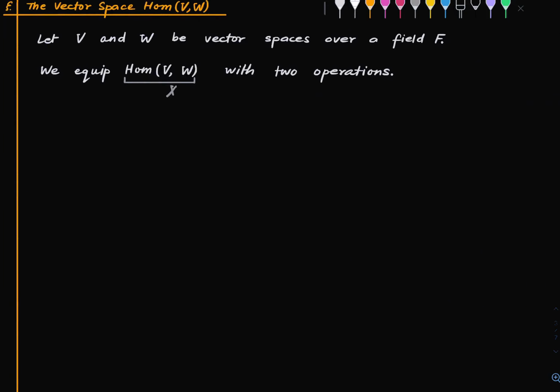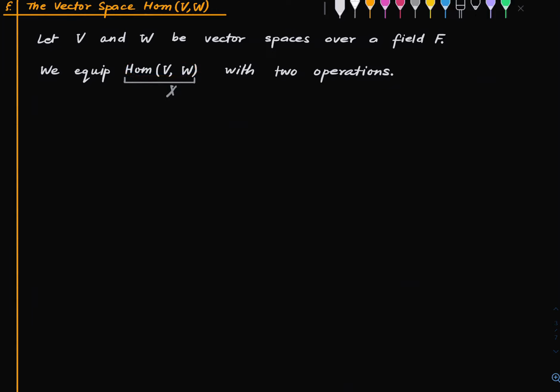Okay. So we will define a vector space structure on this object. This notation is the set of all the linear maps from V to W. Okay, so fix vector spaces V and W over the same base field F, and we are going to equip this with two operations. Of course, since we are trying to make this a vector space, we will be equipping this with two operations. So we just need to prescribe how we add linear maps and how we scale linear maps.